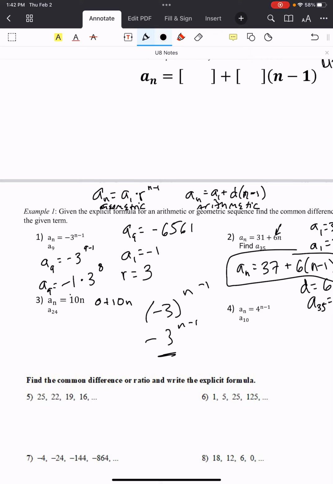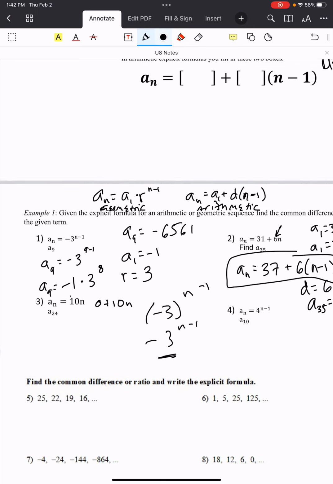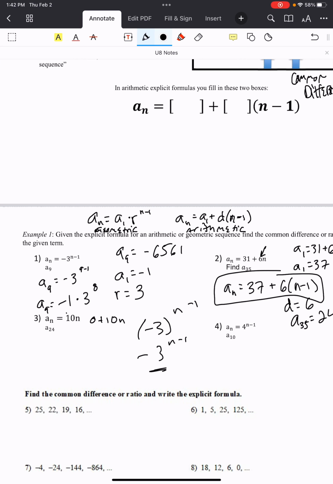Would your first term just be 10? It'd be 11. My first term would be 10. Wait, why? Because you have to plug 1 in for n. Oh, you multiply it, not add it. There it is. So then if you wanted to write it our normal way, it'd be 10 plus 10 times n minus 1. But I won't circle that this time because that's not what the question wants.